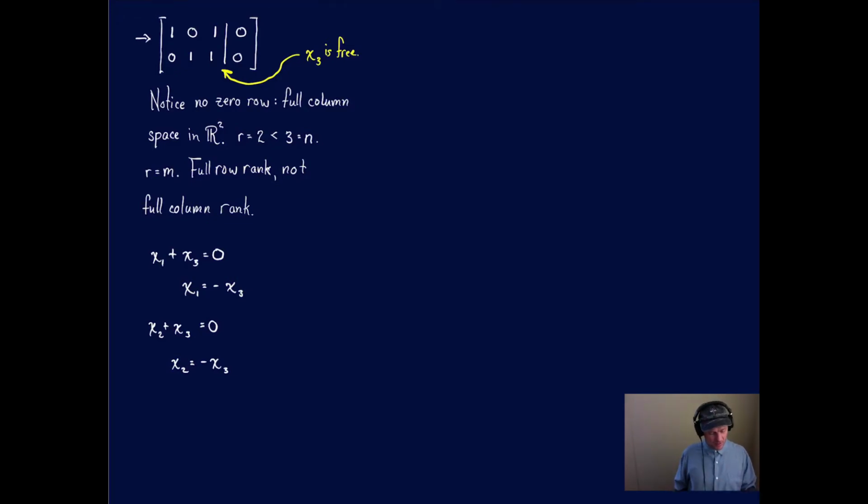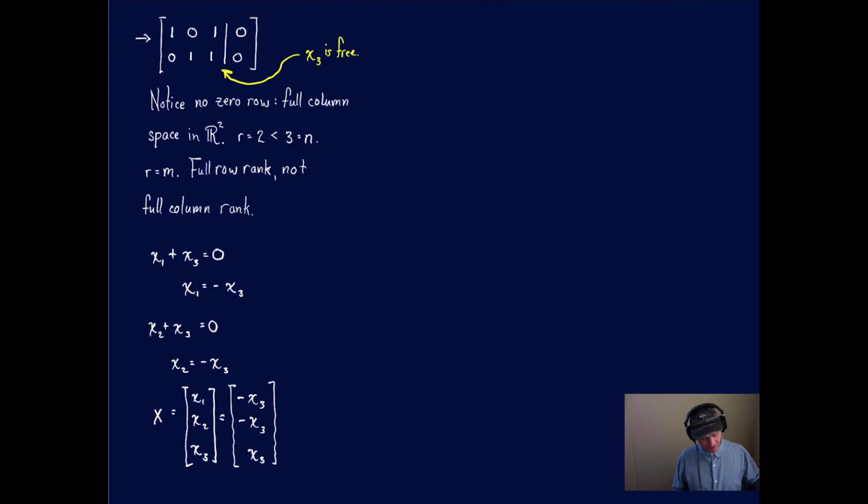Well, what do we get from that? Here's what we have. So we can say that our solution, x, is equal to x1, x2, x3. Well, let's write in what we know. This is x1 is minus x3. x2 is as well. And x3 is itself, it's free.